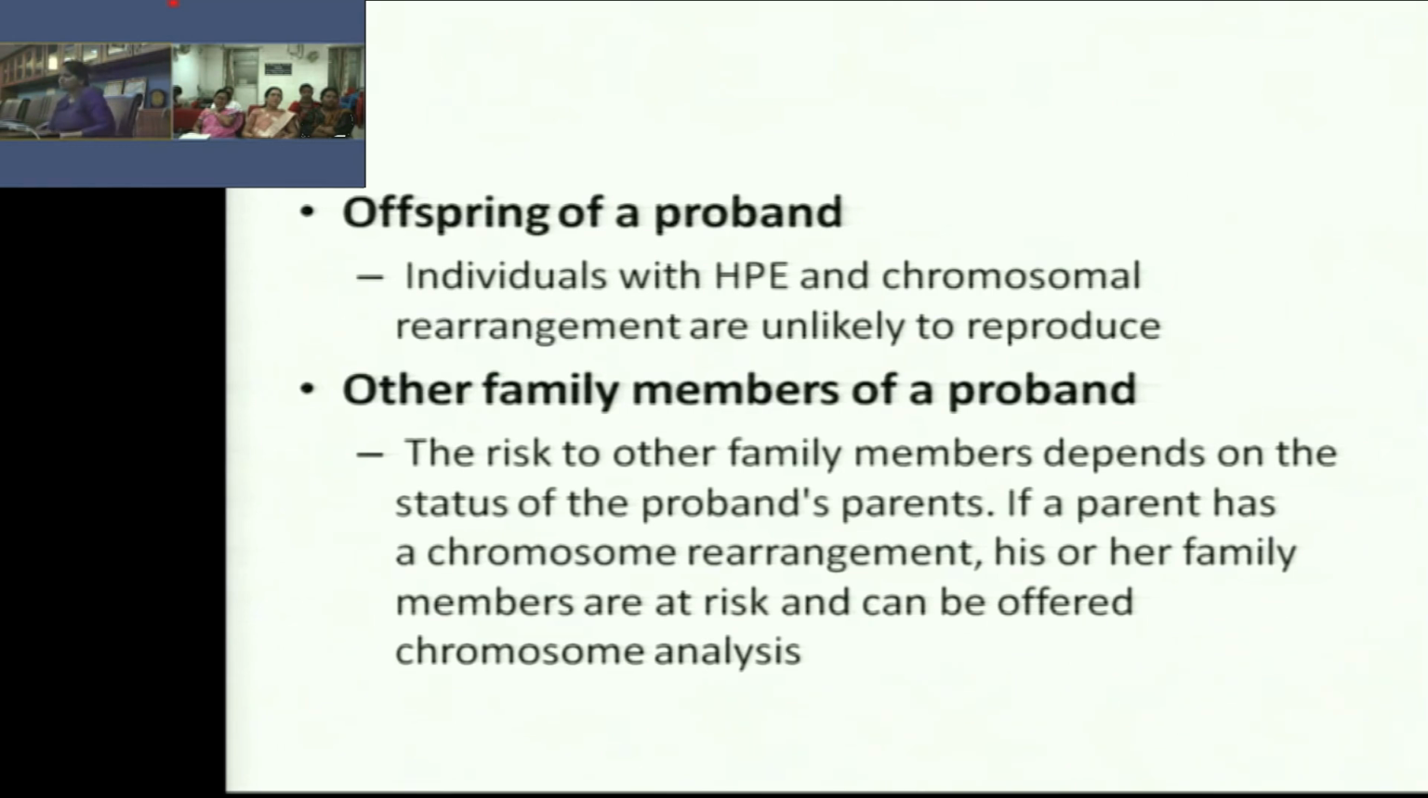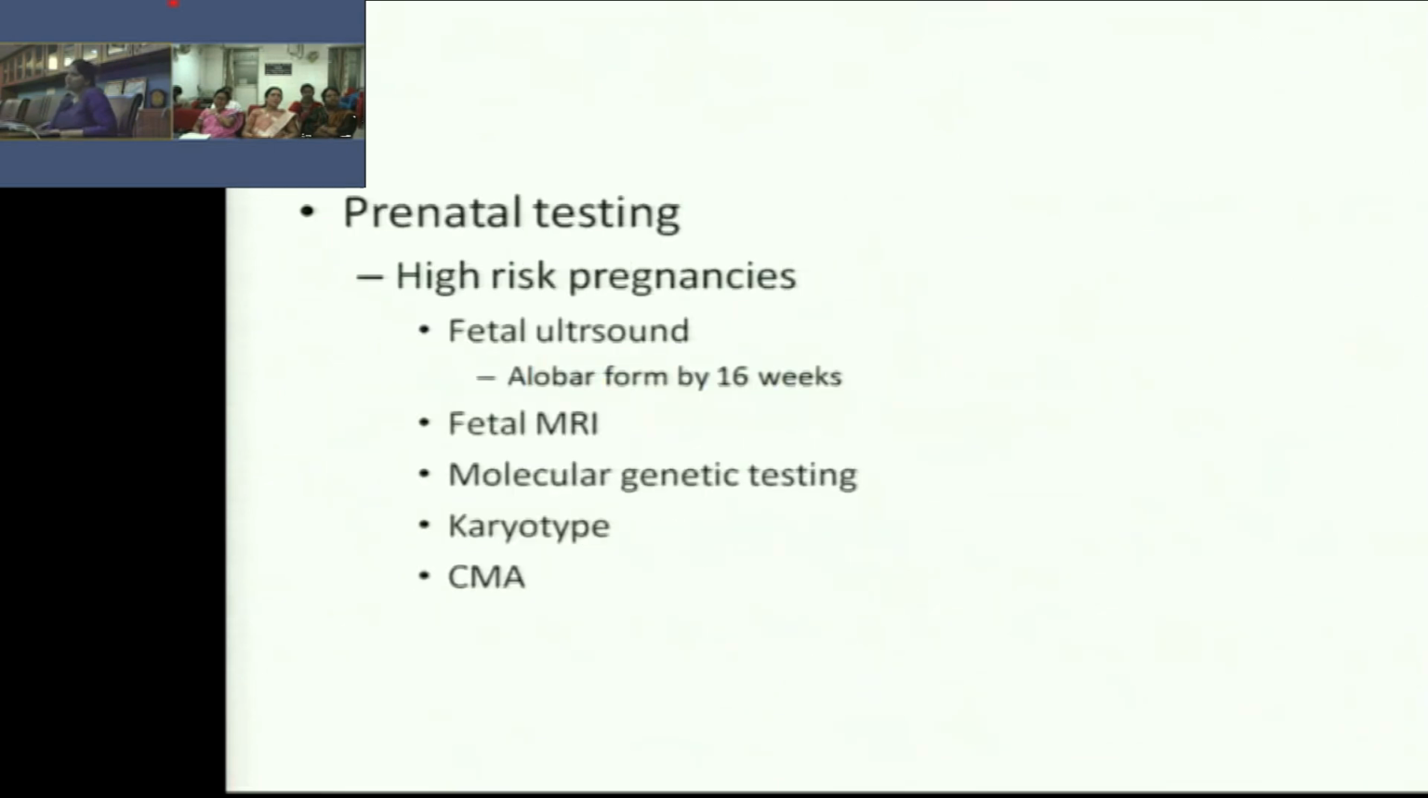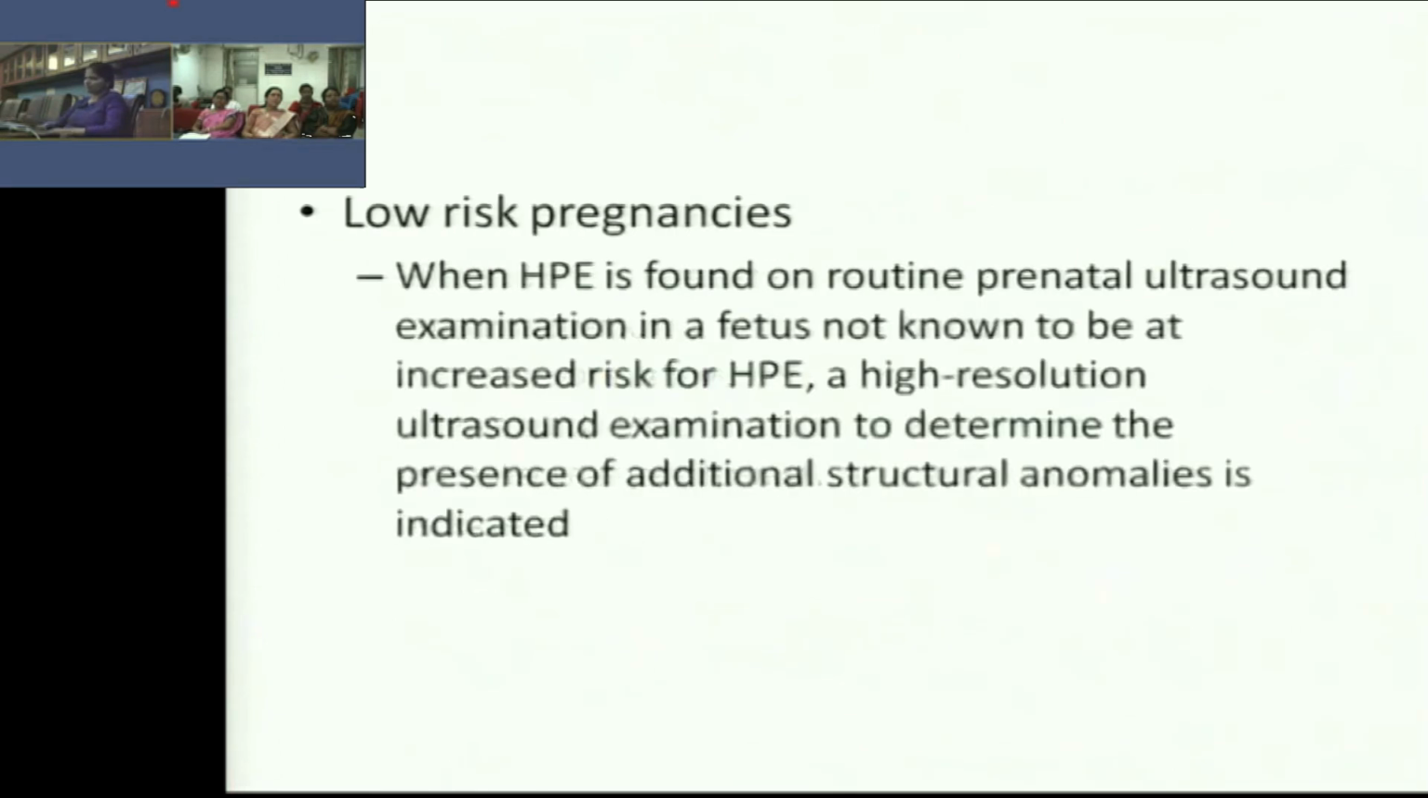For other family members of the proband, the risk depends on the status of the proband's parents. If a parent has a chromosomal rearrangement, his or her family members are at risk and can be offered chromosomal analysis. In prenatal testing of high-risk pregnancies, fetal ultrasound should be done, and the less severe forms are generally detectable by 16 weeks. Fetal MRI delineates the anatomy in a better manner. Then molecular genetic testing, karyotype and CMA can be offered, depending on what we are suspecting and any other associated findings.